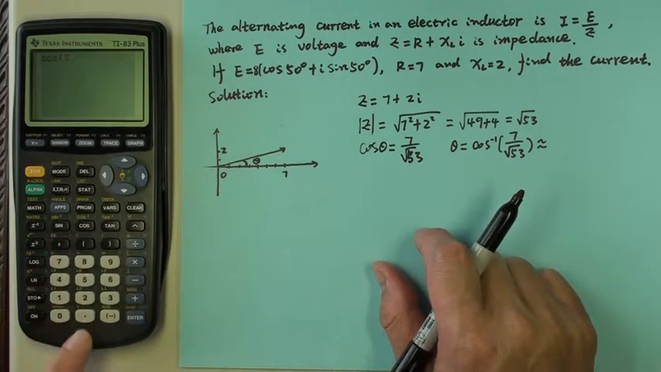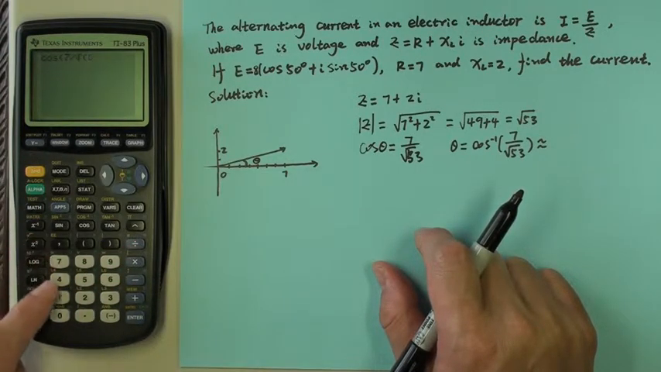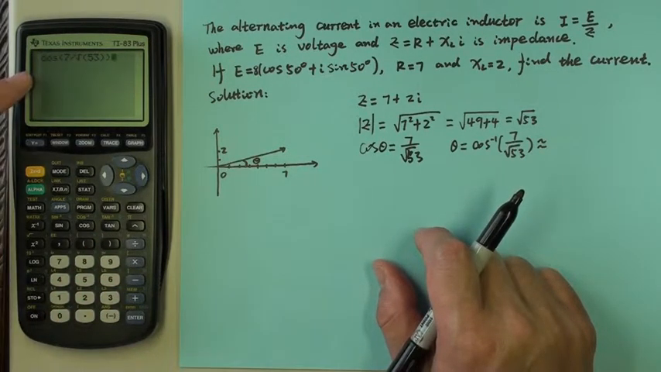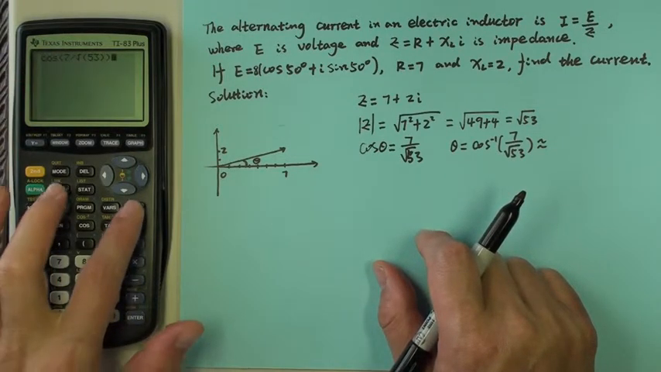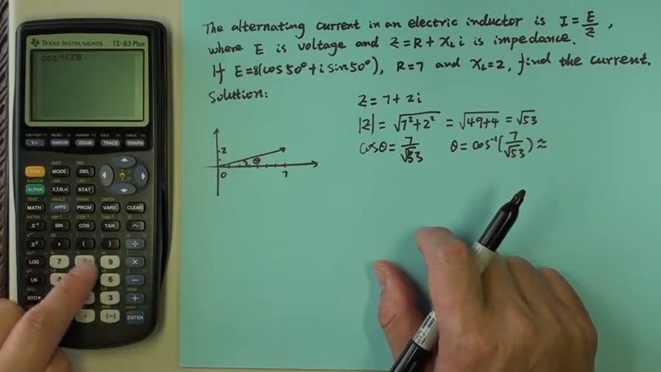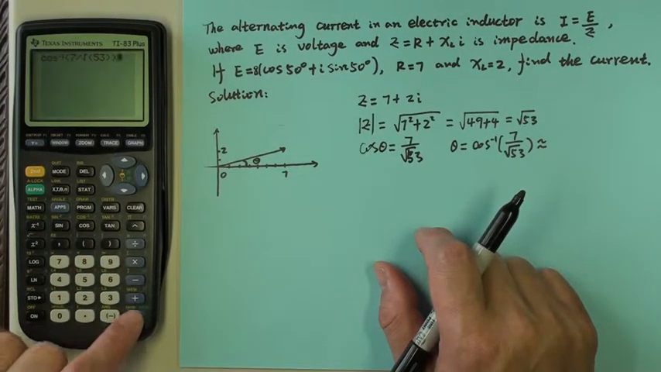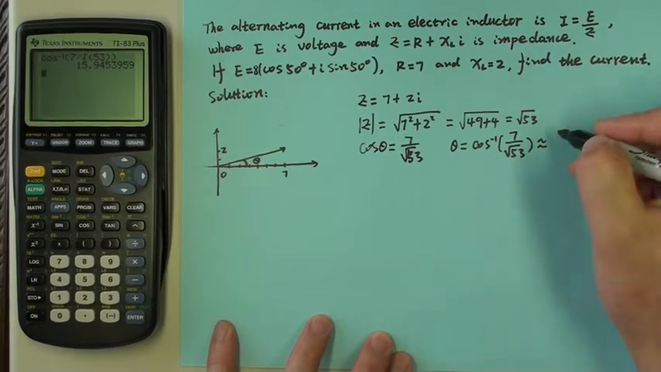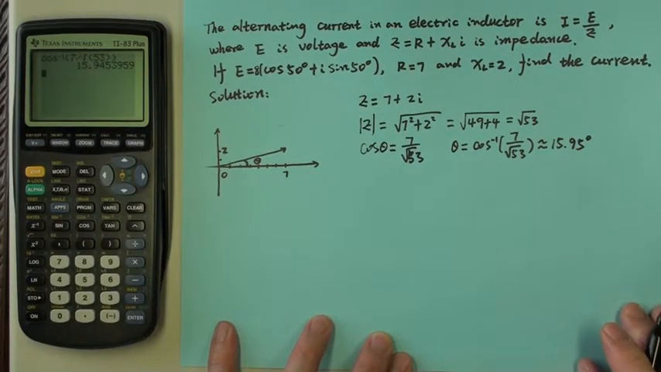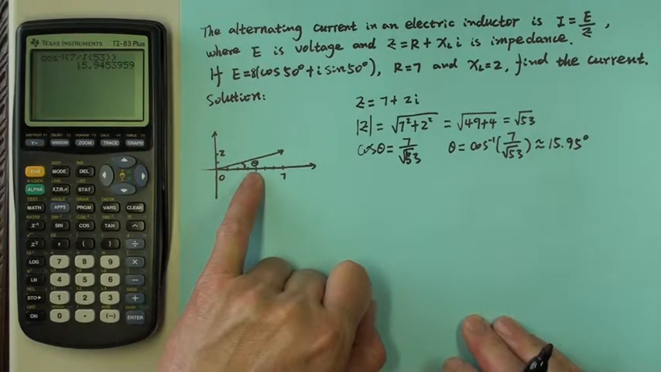Then cosine is 7 divided by radical 53. Oh, this should be cosine inverse. Let me clear that. So second, cosine inverse of 7 divided by radical 53. Hit enter. You then have approximately 15.95 degrees. That's this angle. It's about 15 or 16 degrees.